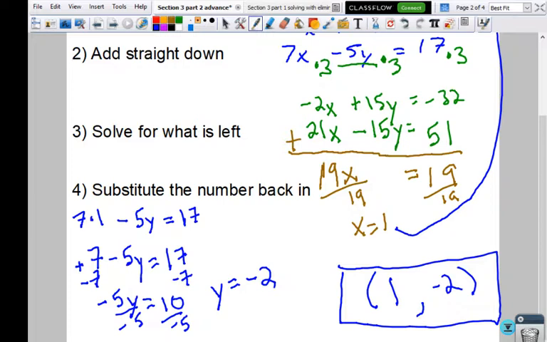So, today's stuff is almost exactly the same as yesterday's. The only difference is, this time around, we have to make a positive and negative of the same variable. And that's in step 1. After step 1, everything is the same.